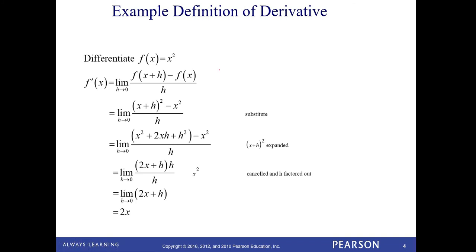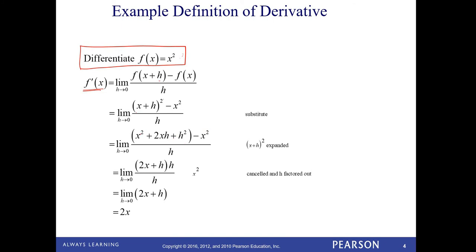So let's look at an example. We're going to differentiate this function, f of x equals x squared. To find the derivative f prime of x, we take the function definition and plug in x plus h into our function value. So we get x plus h squared minus f of x, which is x squared, over h. We're going to continue that by FOILing out our squared binomial. Then we're going to simplify this.